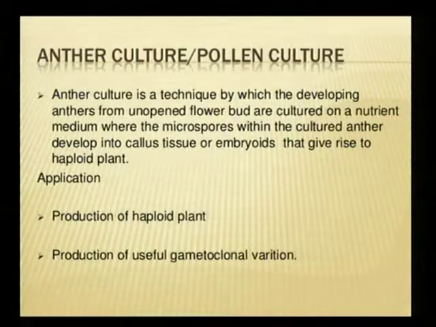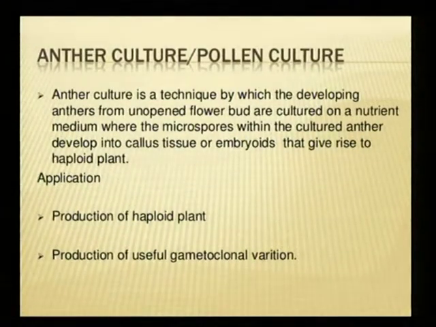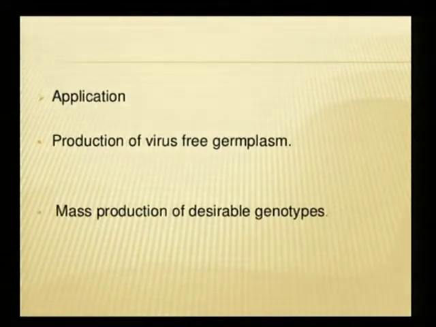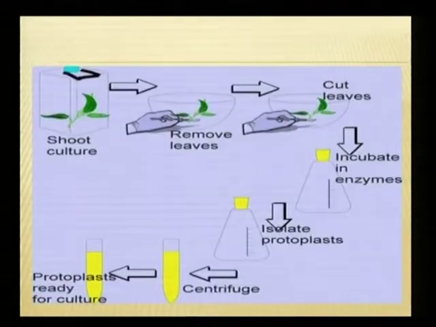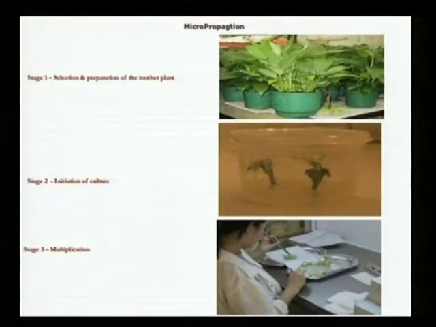Anther culture. For anther culture we have taken pollen, and we can culture it, and the individual plant is a haploid plant, because we have taken an anther, that is why it is a haploid plant. Production of virus free grams. Protoplast cultures. Shoot culture, and we have taken here the shoot tip, and then it is cultured into a complete individual plant.